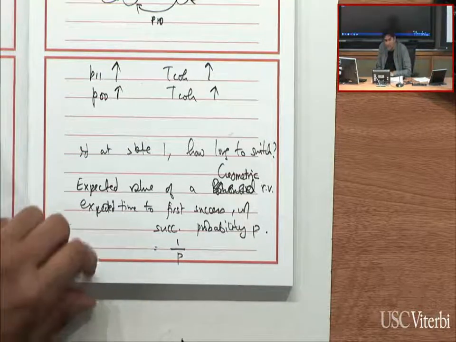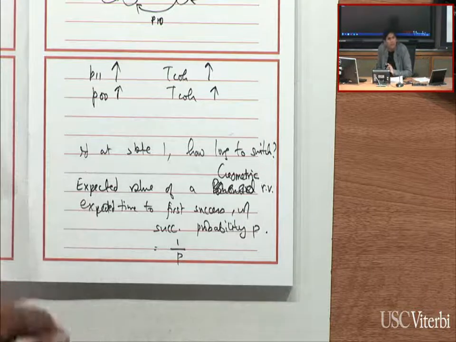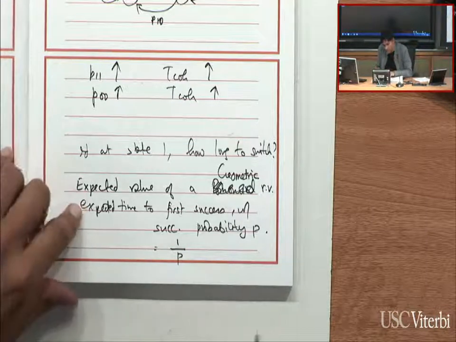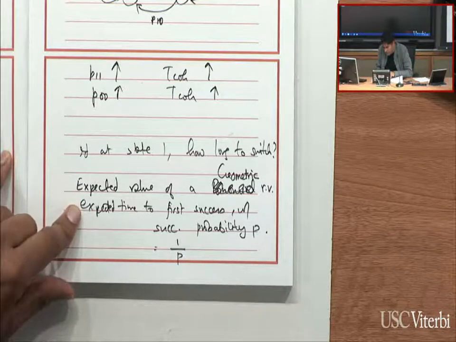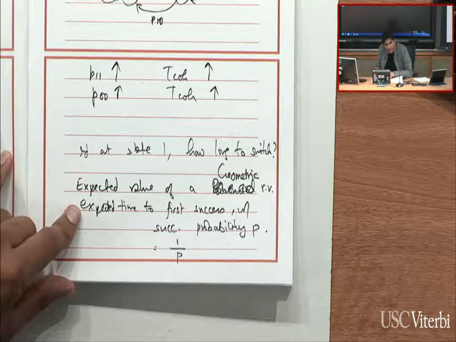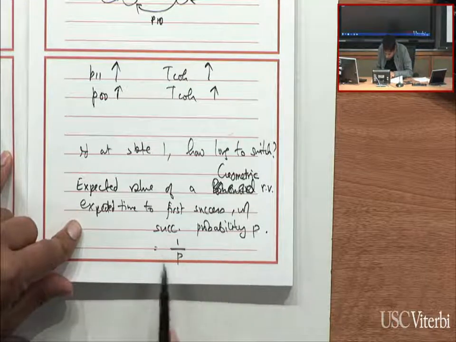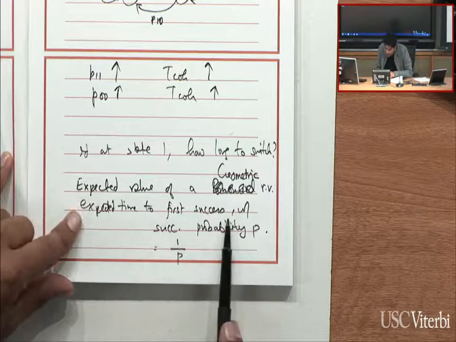This is something you've seen in 503. It might be worthwhile just going back to look at your notes as to why it's 1 over p, but you can derive it a number of different ways, including just from the distribution by computing the expectation over that distribution. So 1 over p is the expected time for first success.